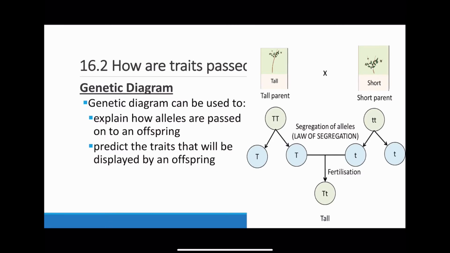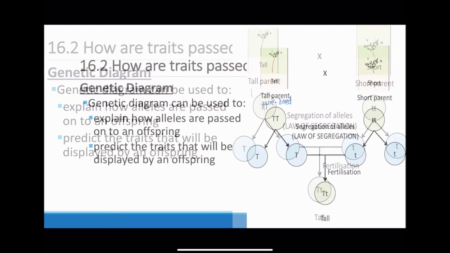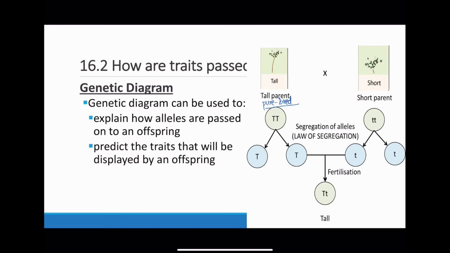Now, for a purebred tall parent, like what I said just now, purebred means it's homozygous. That's why you see the genotype as big T and big T. For a short parent that is purebred as well, because purebred means it's homozygous, it will be small t and small t. According to what Mendel discovered, if the parents are of this genotype, they can only pass on one of the factors to the offspring.